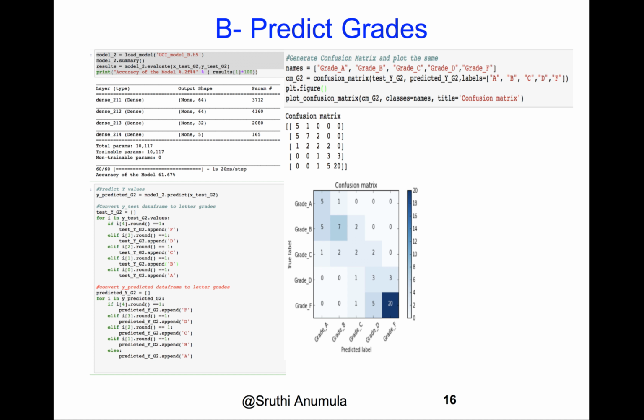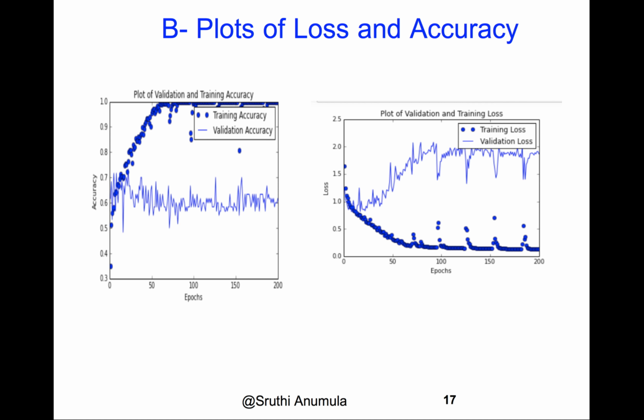Next, I went ahead and predicted the grade levels using the saved model. Once I predicted, I converted them to grade levels as mentioned in the paper and then generated the confusion matrix. The diagonal elements are the ones which are predicted correctly. Out of 60 samples validated, we were able to classify accurately for 37 samples and the remaining 23 were classified incorrectly. These are the plots for loss and accuracy.